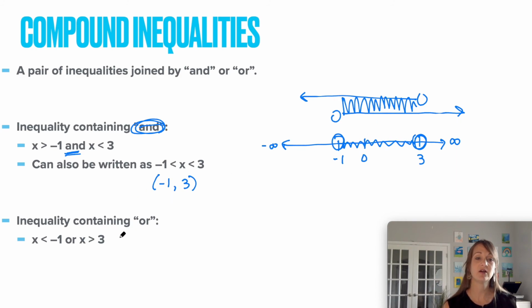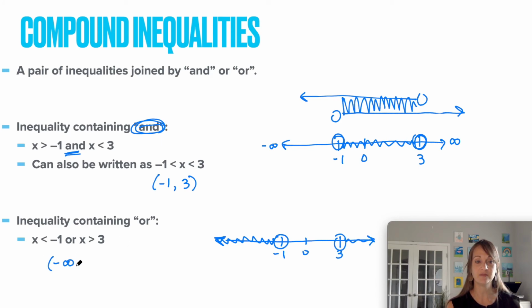Now, if it's an or, in this case, if you were to graph this, here is 0, here's -1, x is less than -1, so everything to the left, and then x is greater than 3 would be everything to the right. You would have everything from -infinity to -1, or the union sign, everything from 3 to infinity.